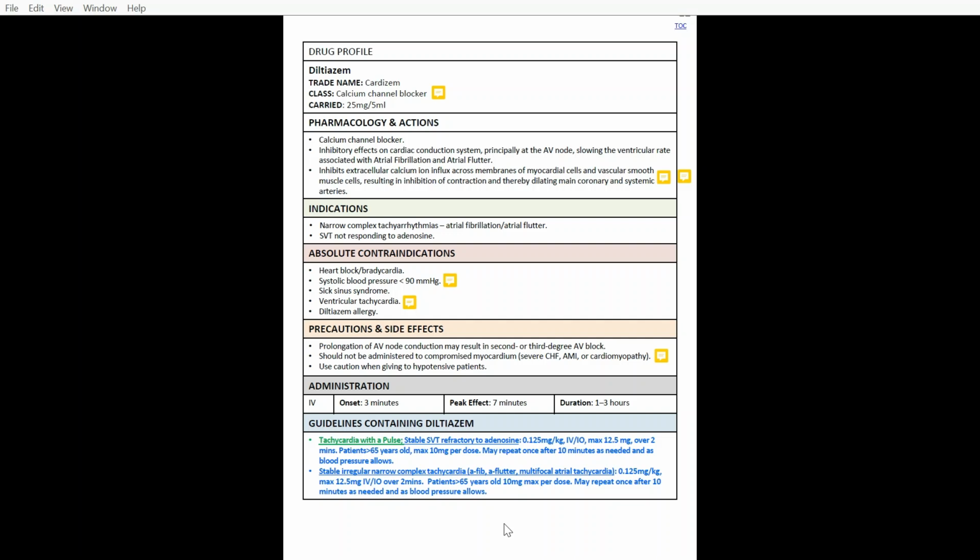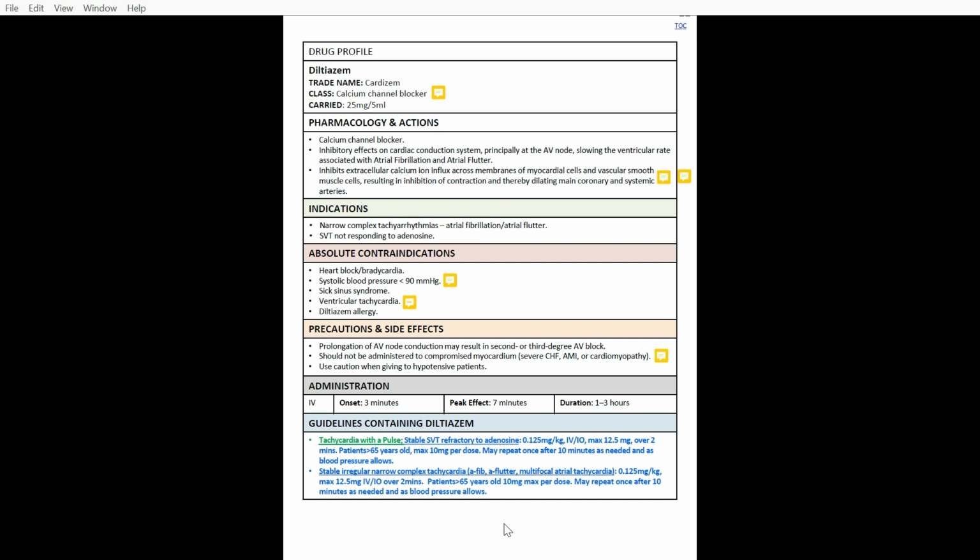Today we're going to be going over the drug Diltiazem. Diltiazem's trade name is Cardizem. Its classification is a calcium channel blocker, and it's carried 25 milligrams in 5 mLs. And we do currently stock 2 vials of this in our drug box. Just remember that this drug needs to be refrigerated.